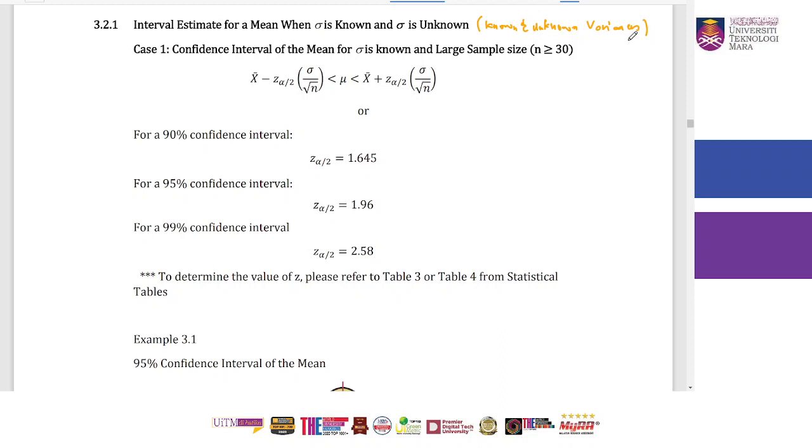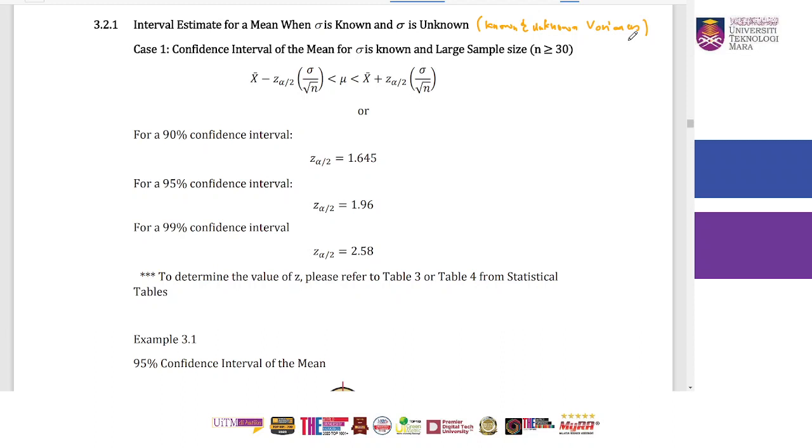Okay, case number one. So the first case is how you can find the confidence interval of the mean for sigma is known and large sample size. Okay, bila large sample size ni maksudnya dia punya sample size is greater than or equal to 30. So anything below that is considered small sample size. So this is the tricky part where you need to really understand the concepts. Sebab it will make you confused in terms of choosing the right formula. Okay. So you have the sigma known, sigma unknown, small sample size, large sample size, all these combinations you need to know and to relate with which is the most appropriate formula to be used.